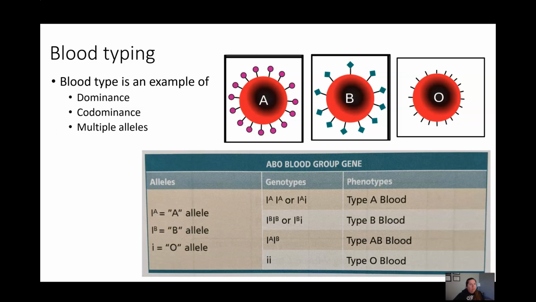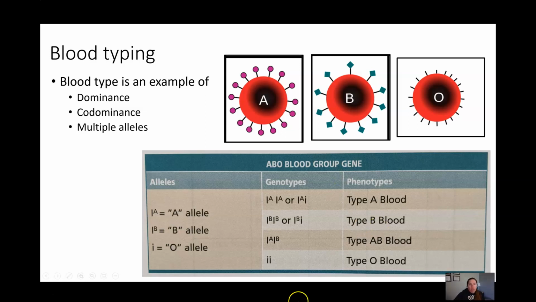This is an example of what? Is this dominance, codominance, multiple alleles, incomplete dominance? What is this particular one, IA and IB? I'm hoping you got this right. This is a perfect example of codominance, right? If I inherit each of these alleles, both of them will end up being expressed. It's kind of like the roan cattle. If I have one from mom and one from dad, I'm going to end up expressing both of them.